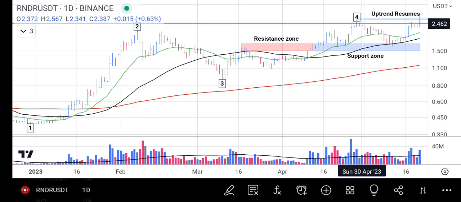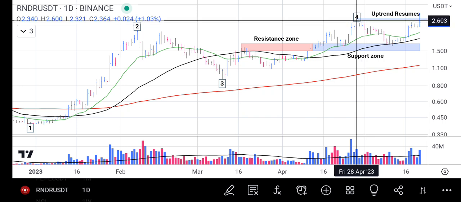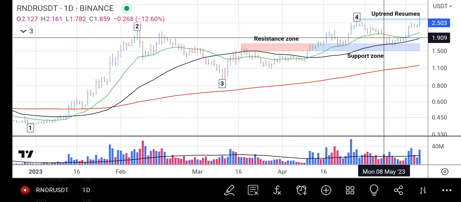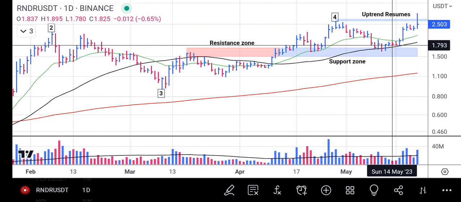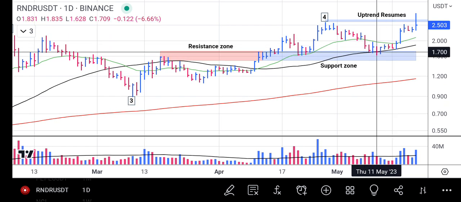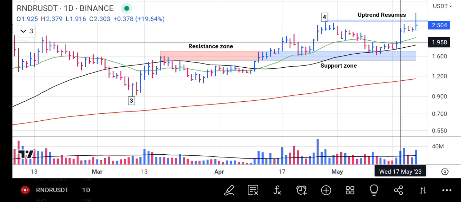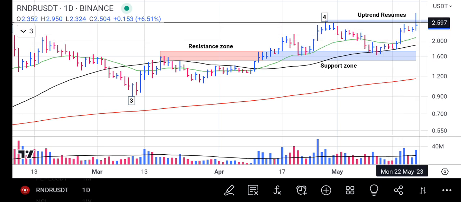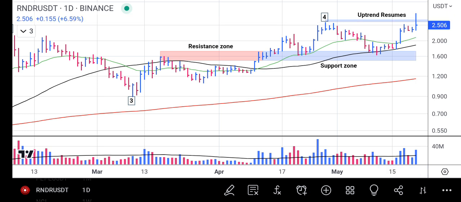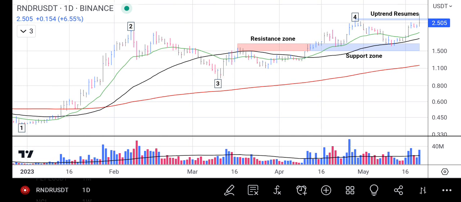Then sellers gained control again because point 4 is a previous resistance, the same level as point 2. It's around the same level, and then the price came down back to the support zone at the 250-day moving average. From there, it has very little volume and an inside bar, which confirmed that the sellers have now finally weakened and the buyers come in with full force, pushing the price upward.